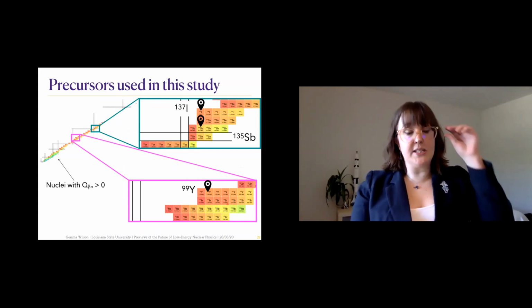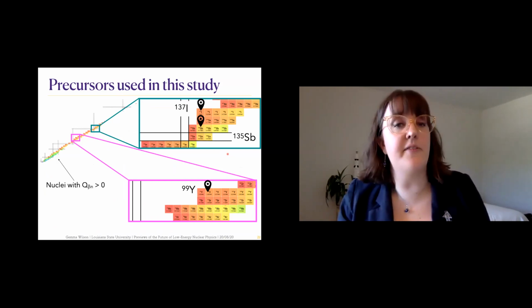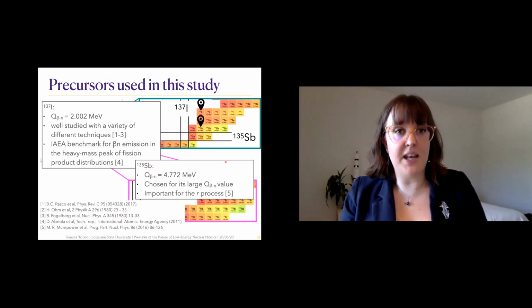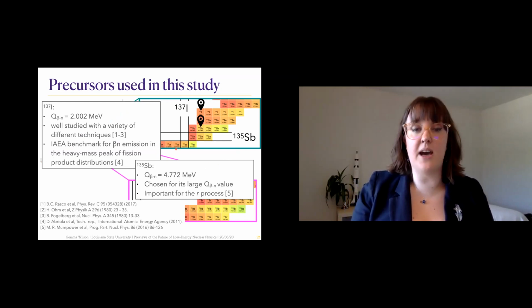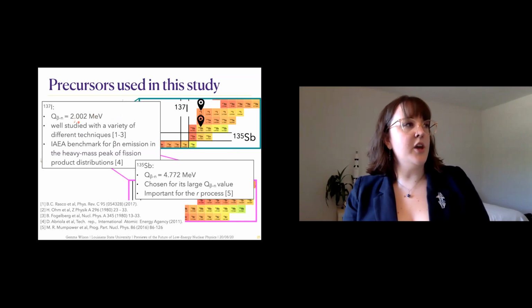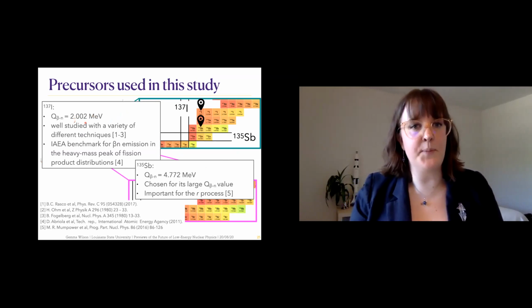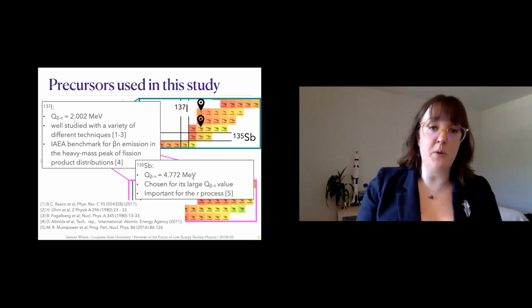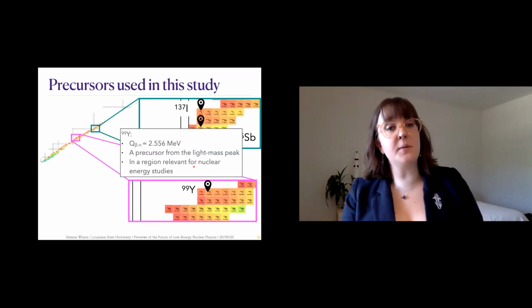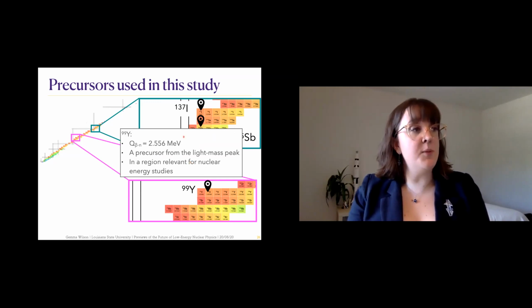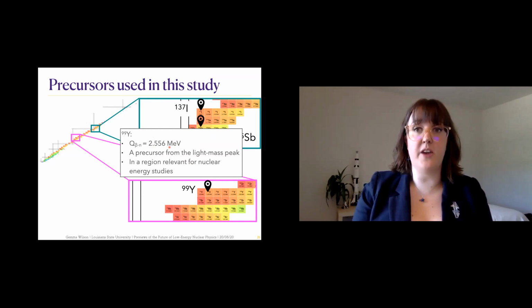So the precursors we're going to use in this study, I've chosen three: iodine-137, antimony-135, and yttrium-99. Iodine-137 is an IAEA benchmark for beta-neutron emission. It's in the heavy mass peak of fission. It's very well studied with a variety of techniques, so we'll know if we're going wrong with this one. And the Q beta N value is 2.02 MeV. We chose antimony-135 because it has a much higher Q beta value, but it is also important for the r process. And yttrium-99 is a precursor from the light mass peak. It's relevant for nuclear energy studies, and its Q beta is in between the two at 2.5 MeV.